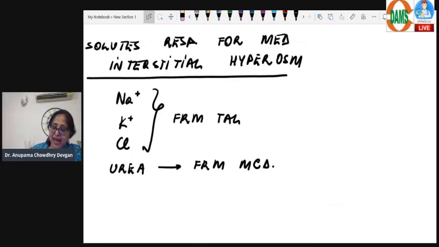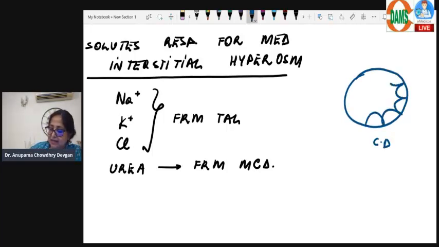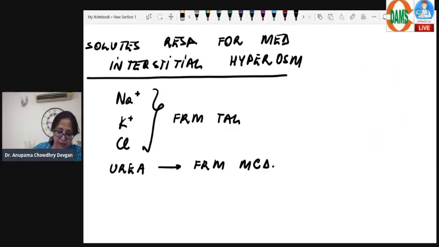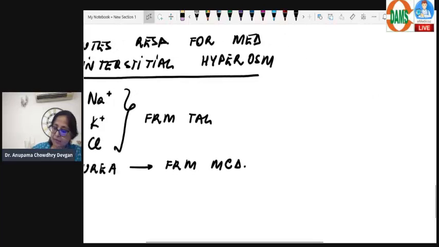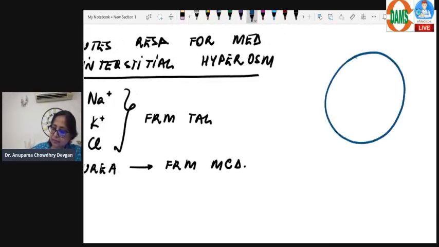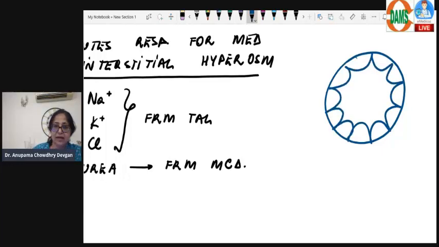Please try and understand. Let's say this is a cross section of the collecting duct. This is the collecting duct cells. Let me just try and make a bigger diagram here. This is the collecting duct cells here.